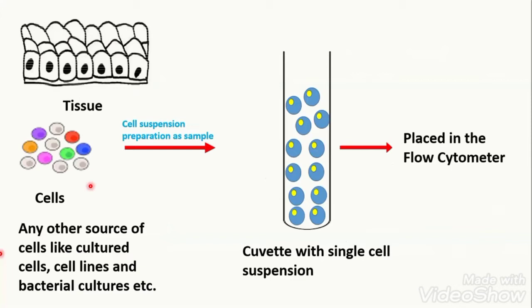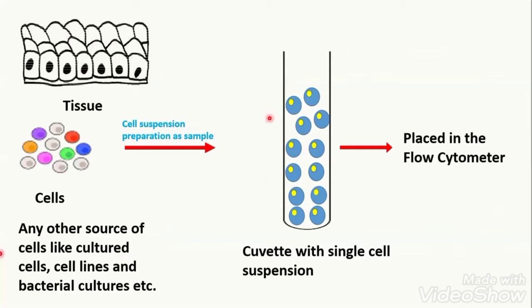And from this tissue and from these cells, we can prepare a single cell suspension. What do you mean by single cell suspension? It means a buffer containing the cells which you want to analyze, but they should not be in the form of clumps. They should not be in the form of aggregates. They should not be in the form of tissue. They should be in the form of single cells.